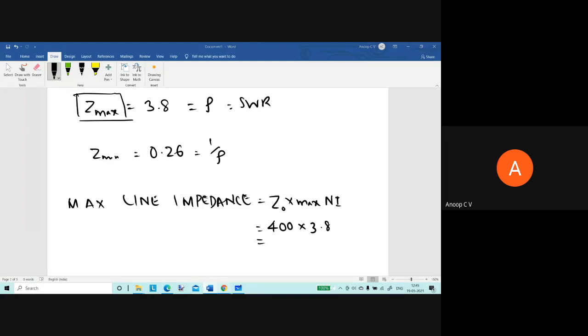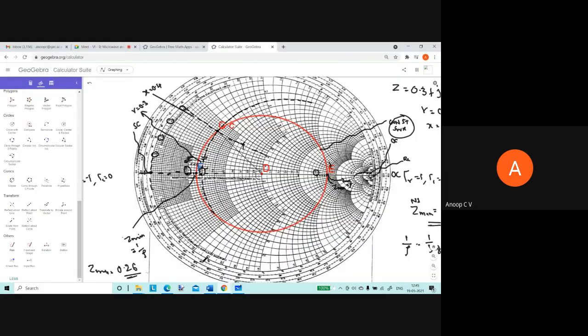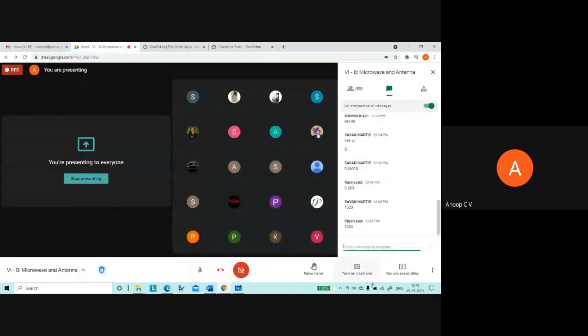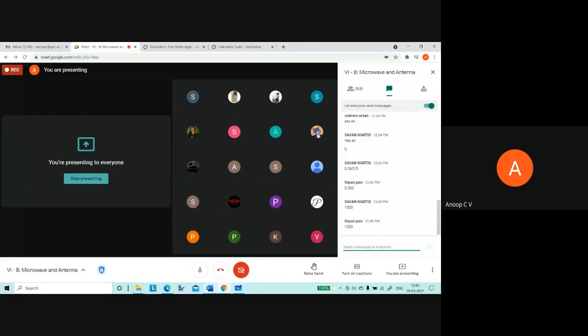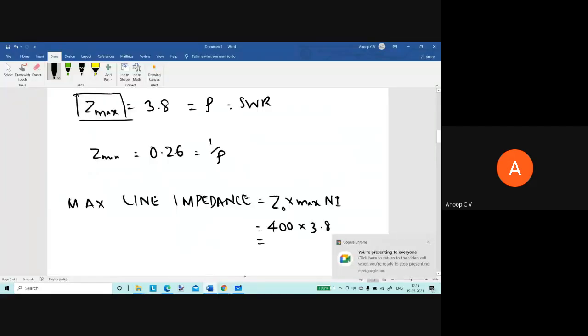Those who have a calculator, please. If you type in, I won't be able to see, as I am writing in another app. Please unmute and tell. 1520. Okay, thank you. It is 1520 ohm.